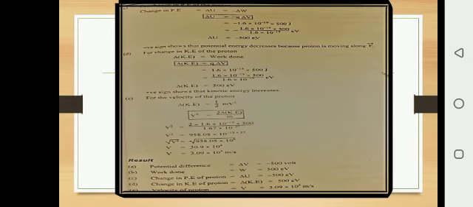To calculate V, the velocity of the proton, use the basic kinetic energy formula. Kinetic energy is equal to half mv square. So by putting values, you can easily calculate velocity.